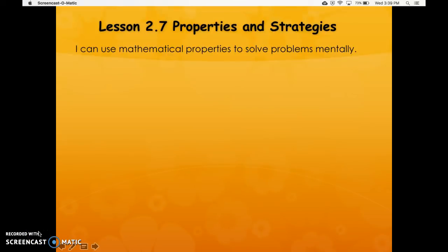All right, here we go with lesson 2.7, properties and strategies. Your I can statement: I can use mathematical properties to solve problems mentally. So the three things that I'm going to show you today are helpful for being able to solve things in your head without having to write them down. Let me show you what I mean.